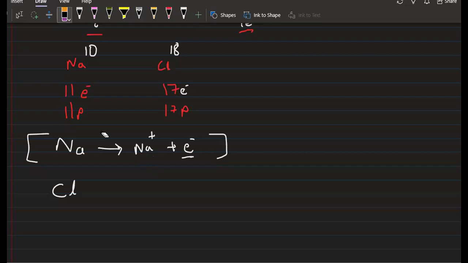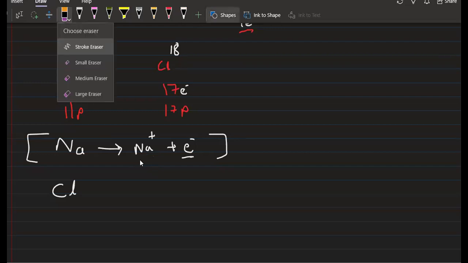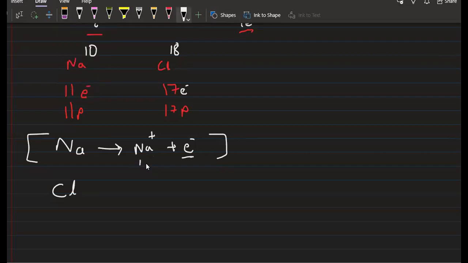Got it, everyone? 10 electrons will be with sodium Na plus, because plus means it is losing one electron. So this is one electron, so total is 11 electrons. Now what will happen to chlorine? Tell me, what will happen to chlorine? To be stable, Brinda, to be stable, it is information, right?